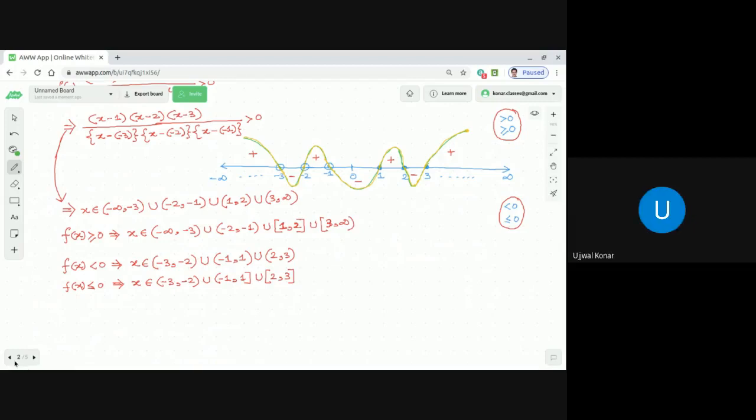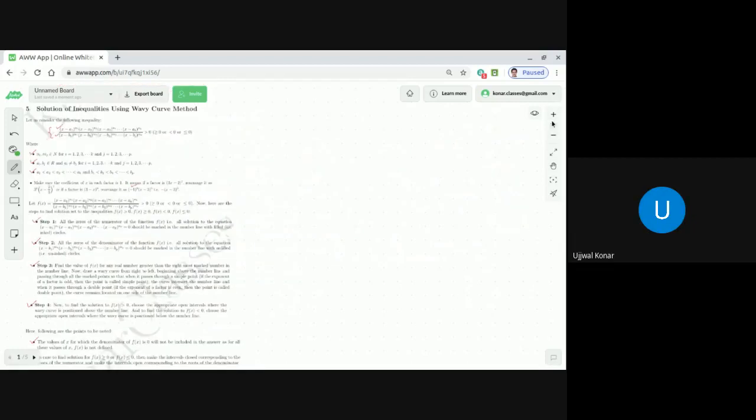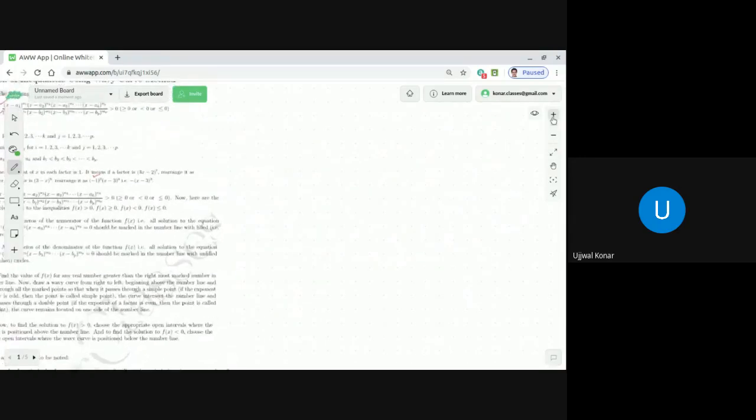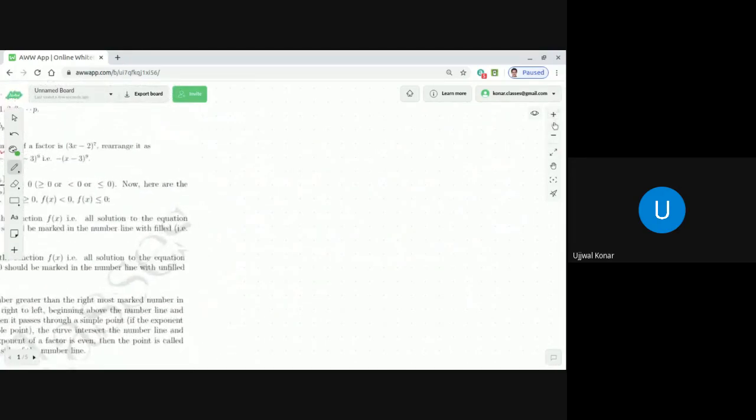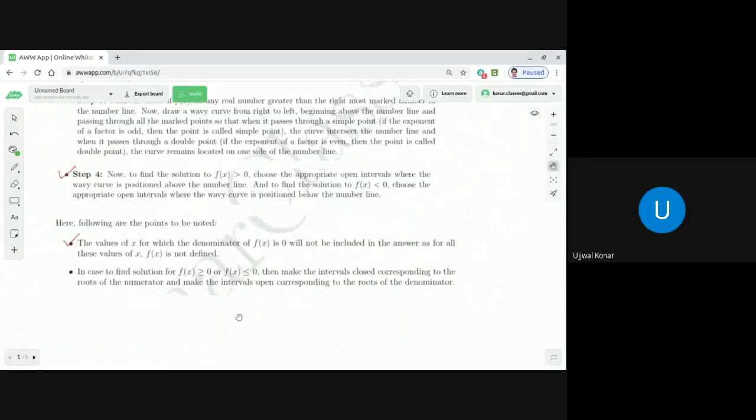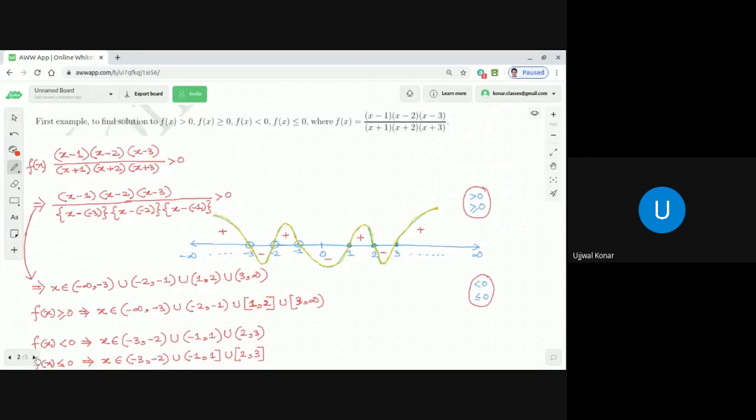Now, if we go back, what is the second one? Second one is something like this. Just a minute, let me increase the font a little bit and come back. In case we need to find the solution for f(x) greater than or equal to 0 or f(x) less than or equal to 0, then make the intervals closed corresponding to the roots of the numerator and make the intervals open corresponding to the roots of the denominator. I hope you got the point, dear students, that we have done, right? So when it is greater than or equal to 0 or less than or equal to 0.